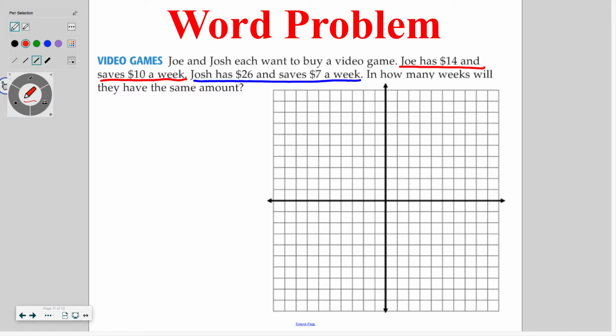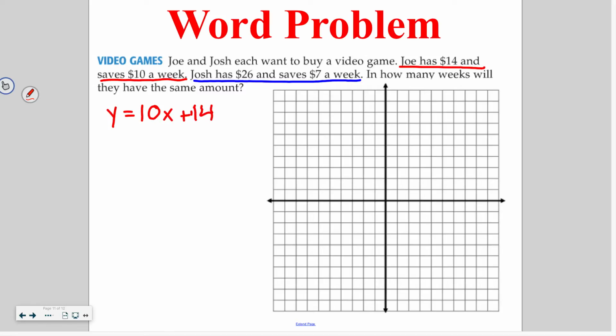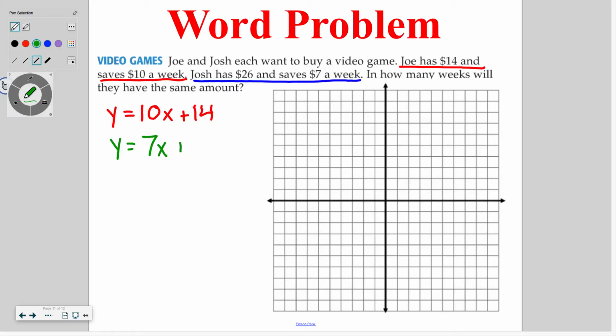So for Joe's equation, we need to figure out which one is the y-intercept and which one is the slope. Because it says $10 a week, that's the same thing as per week, so that's going to be our slope value. So we got y is equal to 10x plus $14. And then for Josh, similar kind of situation, except he is saving $7 per week and has $26.